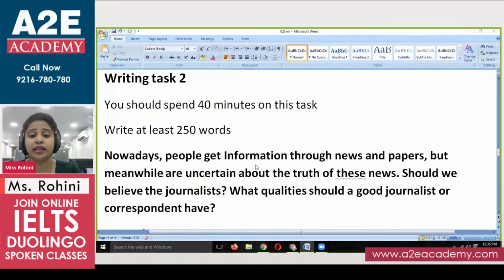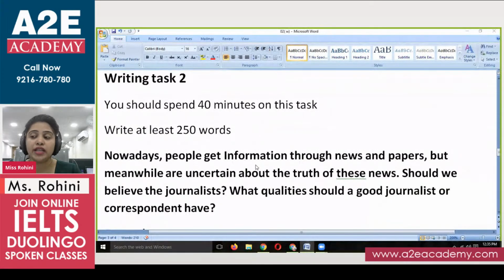Okay. होती है like they are asking what quality should a good journalist or correspondent have? होनी चाहिए. Should, right? We use should for suggestions. So वो कह रहे हैं कि किस तरह की qualities होनी चाहिए. So basically in this question they are saying nowadays in the present or in this contemporary era, people are getting information through news and paper. Okay, so news and paper are the ultimate source to get information or to spread information among the people.